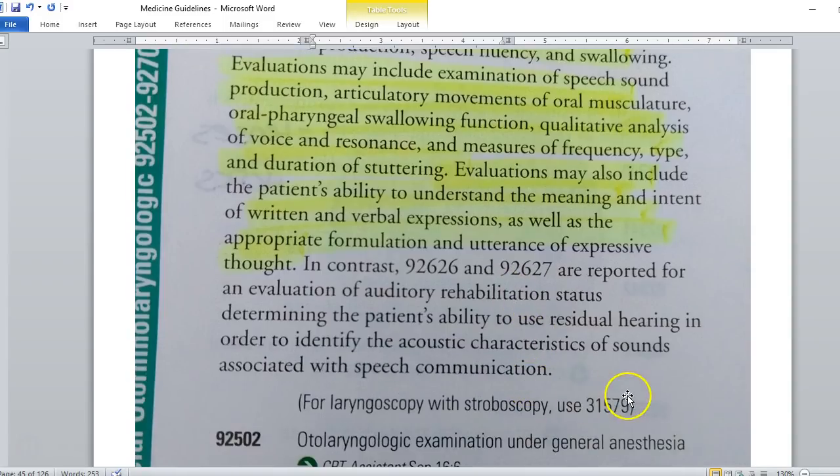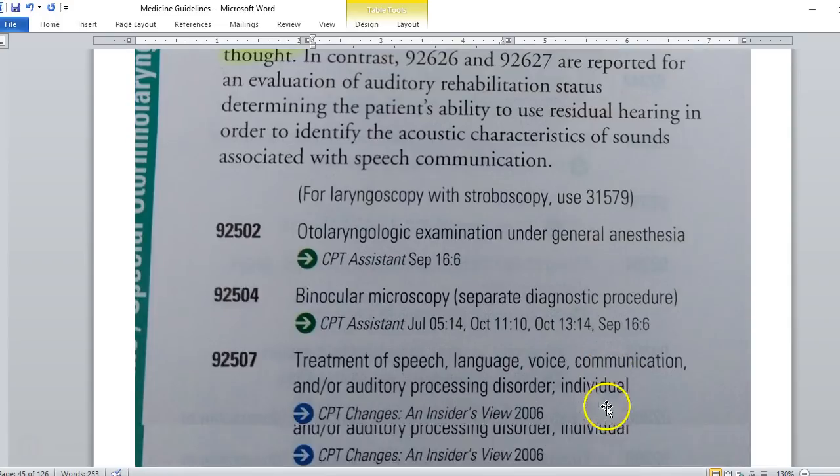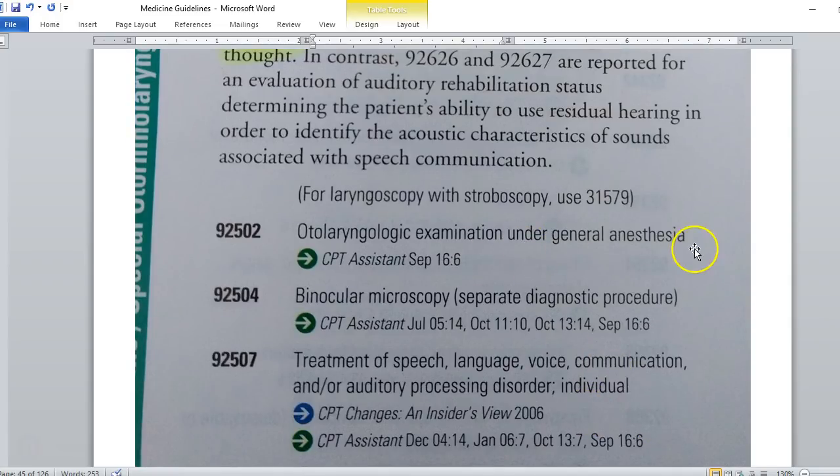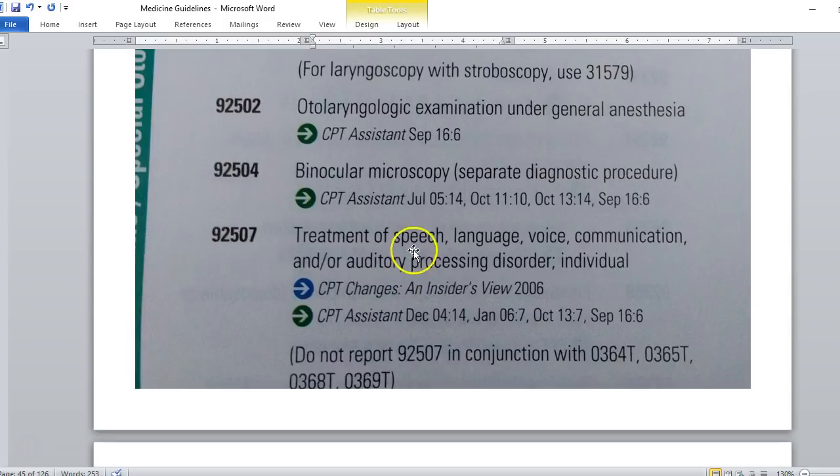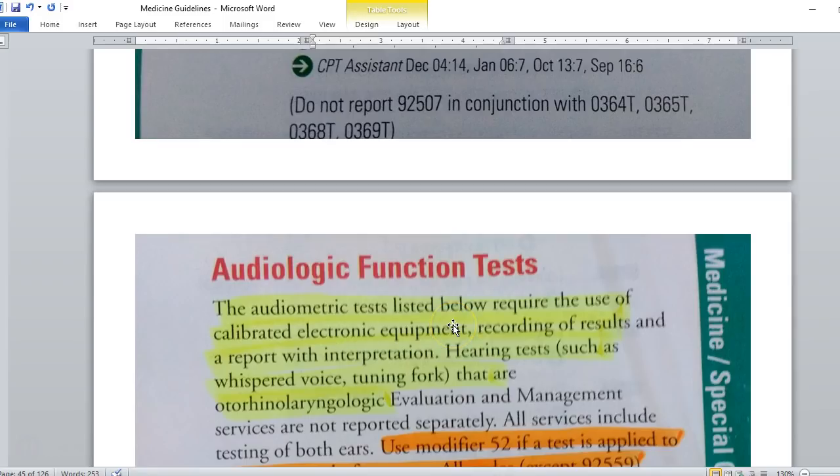Now, it goes on to tell us that codes 92626 and 92627 are reported for the evaluation of auditory rehabilitation status, determining the patient's ability to use residual hearing in order to identify acoustic characteristics of sound associated with speech communication. Okay, so again, that means they've lost some hearing or were born without some hearing, and now we're going to see what can they hear. So again, we can do different examinations. We can do them under general anesthesia. Again, treatment of speech, language, voice communication, or auditory processing disorder. Lots of different things we can look at.